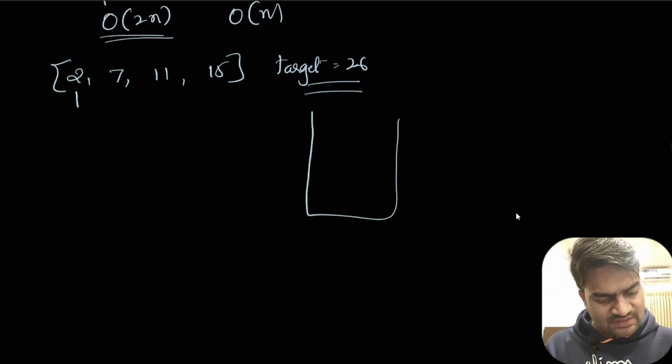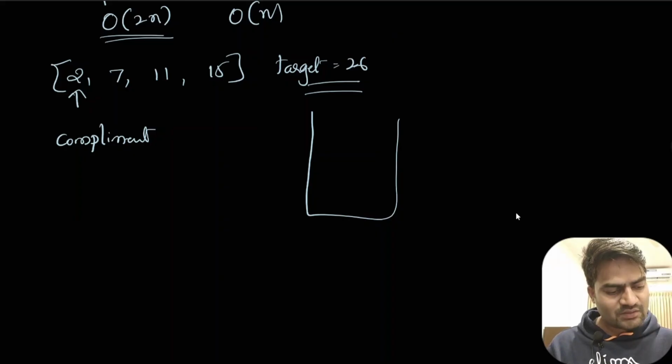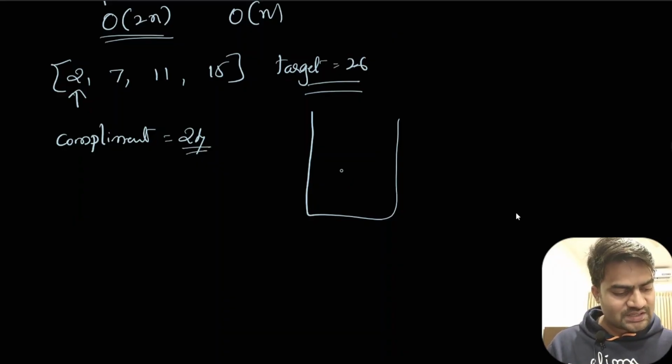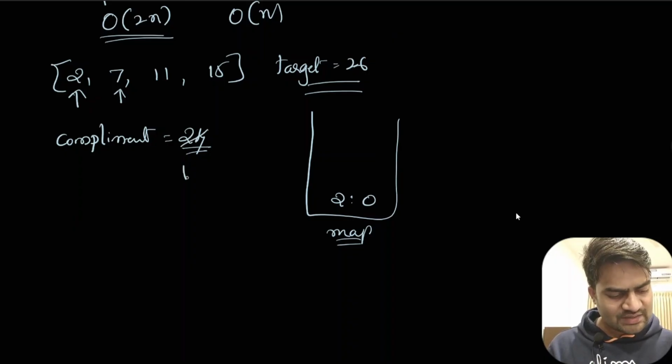I will start with this number. If 2 is our number, what is the complement? Our complement will be 26 minus 2, which is 24. So if this is our map, does map contain 24? No, right? Then I will simply push this 2 with its index and move to the next number. Then let us find the complement: 26 minus 7 will become 19. Do we have 19 in the map? No, right? Then we will simply push 7 with its index, and move to the next number.